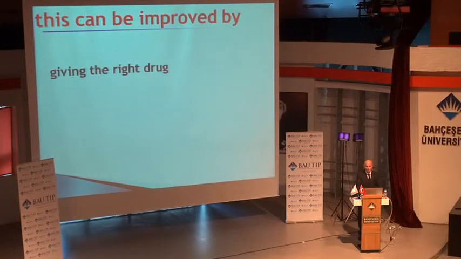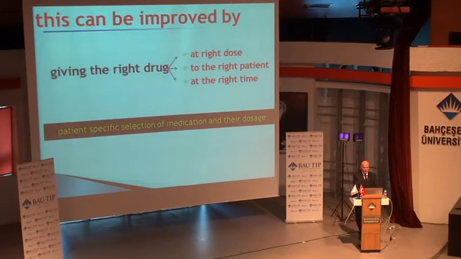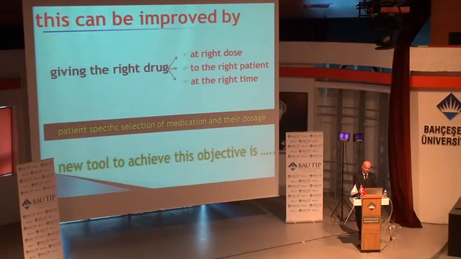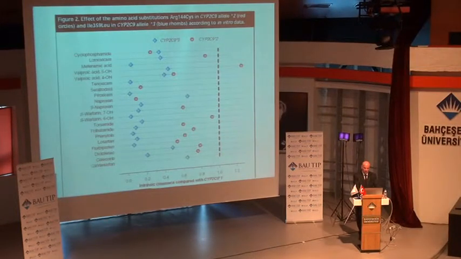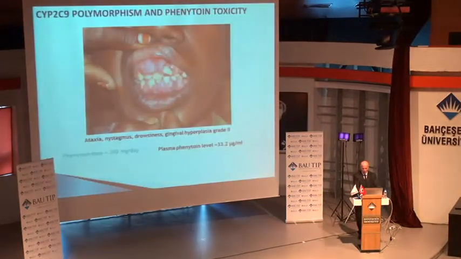So this can be improved, as Dr. Nancy already said: giving the right drug at the right dose to the right patient at the right time. Select your patient, select your medication and the dosage. Here the 2C9 again, see that the different medications have different clearance. The intrinsic clearance is different. And in the adverse drug reaction, if we see this here, for example, this is typical for the 2C9 polymorphism. If they take phenytoin, phenytoin is an antiepileptic.